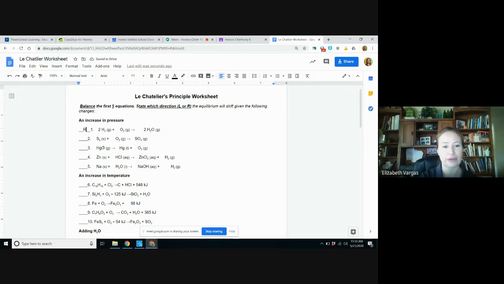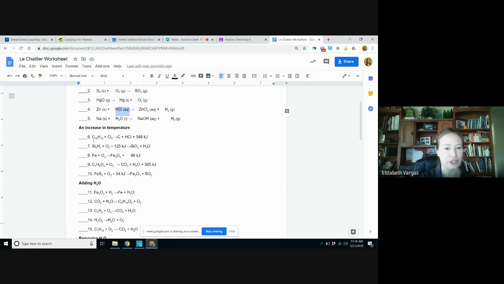Okay, so you're going to do the rest of these guys. Looking at, remember, solids do not count for pressure. You're only looking at the gases, and liquids do not count either. What about aqueous? Aqueous is dissolved in liquid. So adding pressure won't make, like a salt, for example, dissolve more. So pressure has no effect on aqueous either.